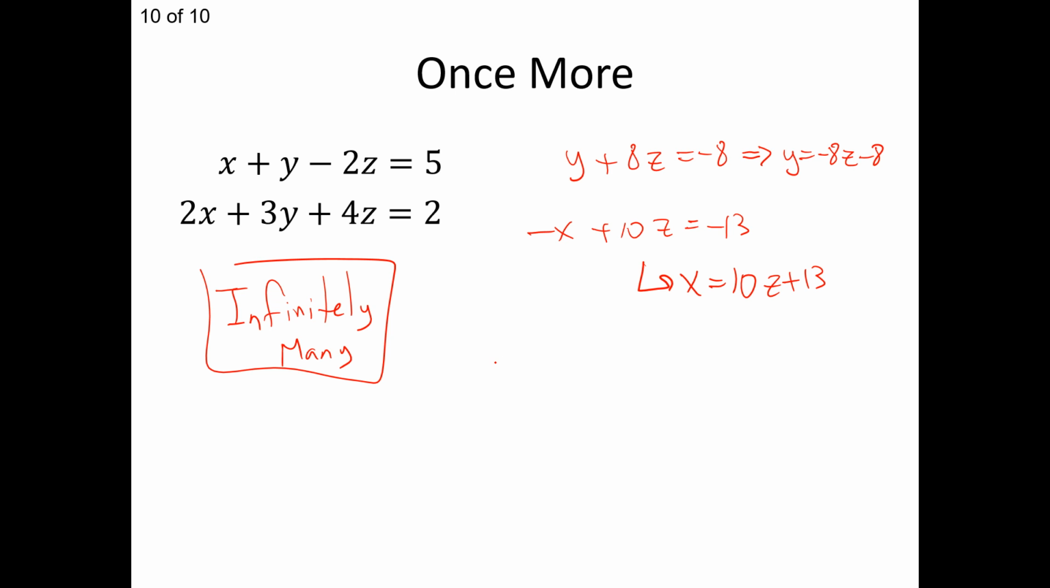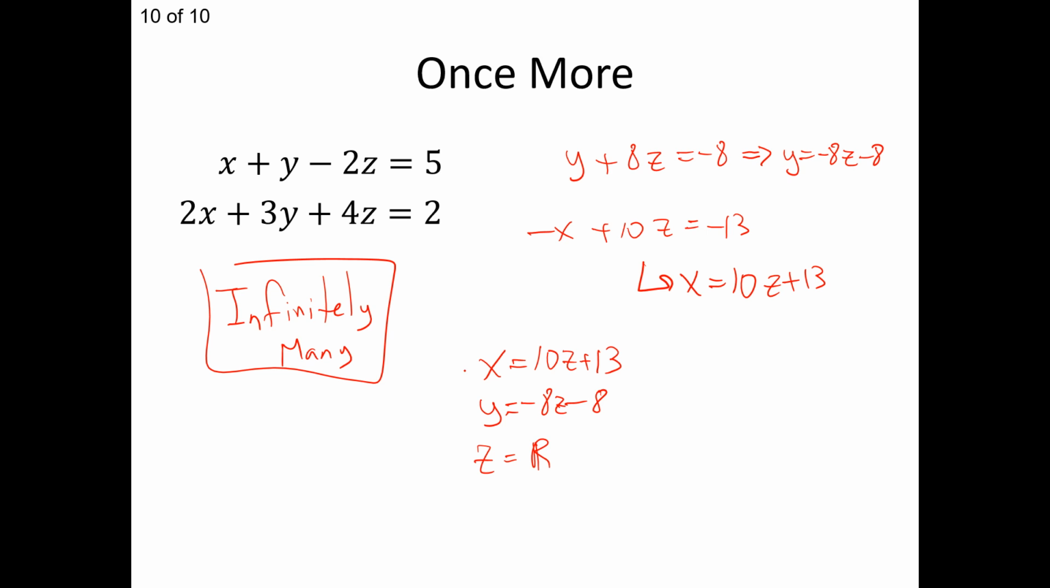The best way to present this would be to write x equals 10z plus 13. Y equals -8z minus 8. And then z equals all reals. So basically, z can be anything. Pick z to be anything, and then I can plug that value in for my x and y.